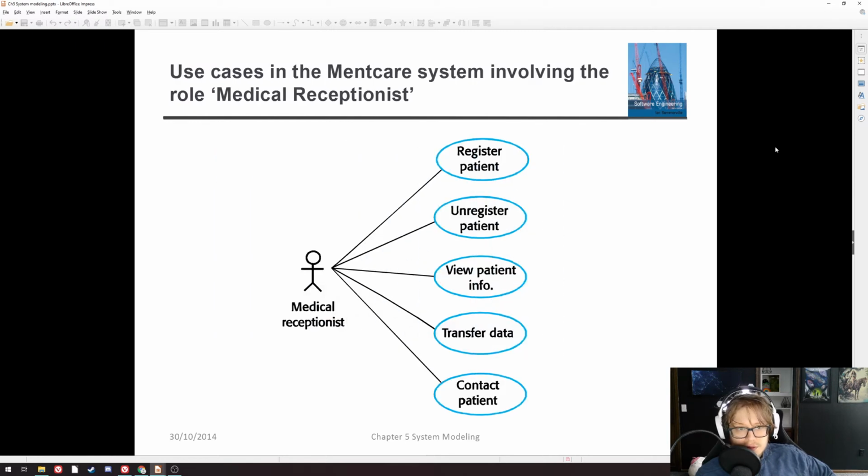Here's another example of use cases. So all the different things that the receptionist can do: register patients, unregister them, view info, transfer data, contact patients. Now, when you register and view patient info, you are also transferring data, right? So, one way to structure this, how you actually want to split these tasks and your idea of discrete might vary.